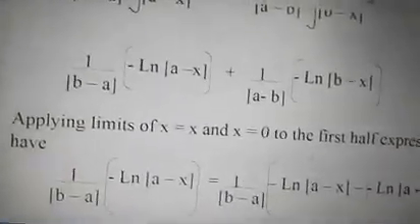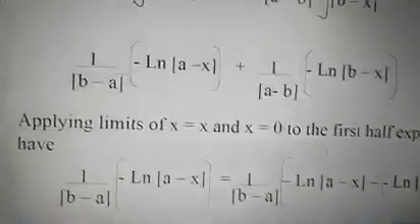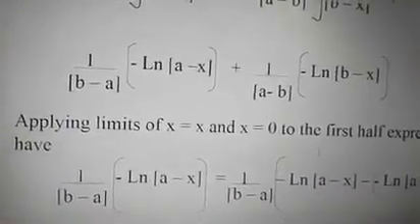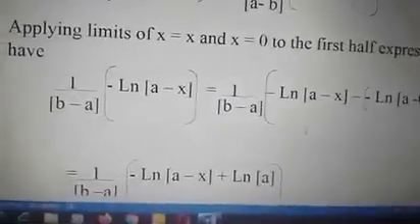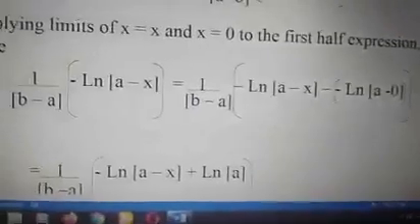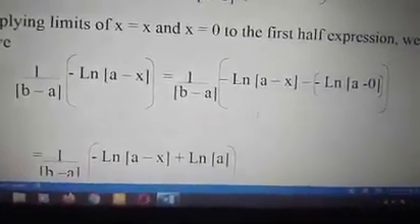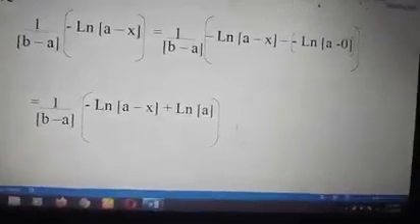We now apply limits, taking s to be equal to s and s equal to 0, to the first half of the expression. The first half is 1 over b minus a, bracket, minus ln a minus s. Replace s with s, we have that, and then we replace s with 0, we have that. So now 1 over b minus a, open the bracket, minus ln a minus s, minus, and that bracket opens, minus ln a minus 0, bracket closes. When we solve this out, we have 1 over b minus a, bracket opens, minus ln a minus s, then the minus here will give you plus ln a.